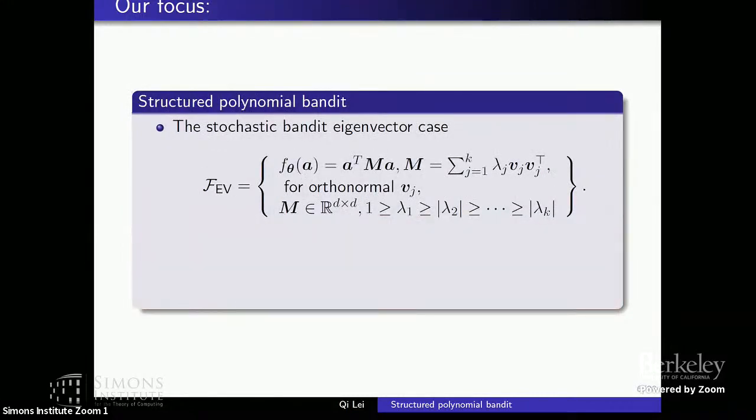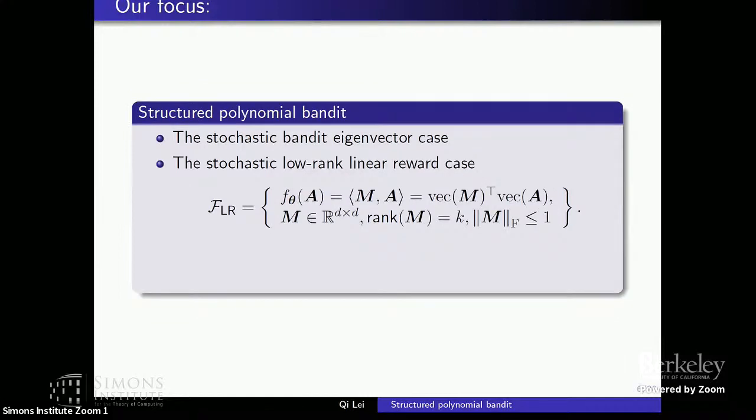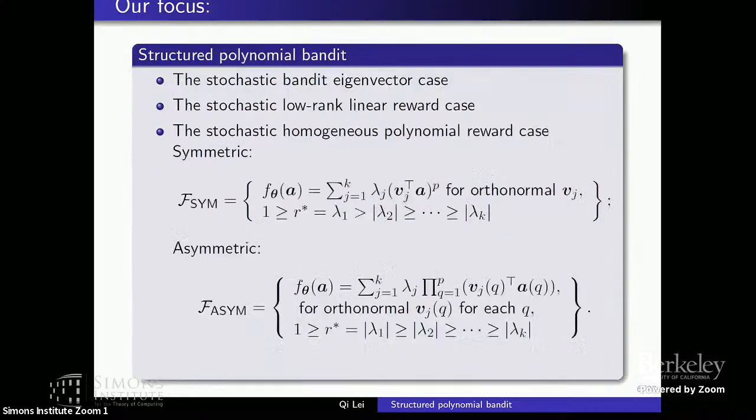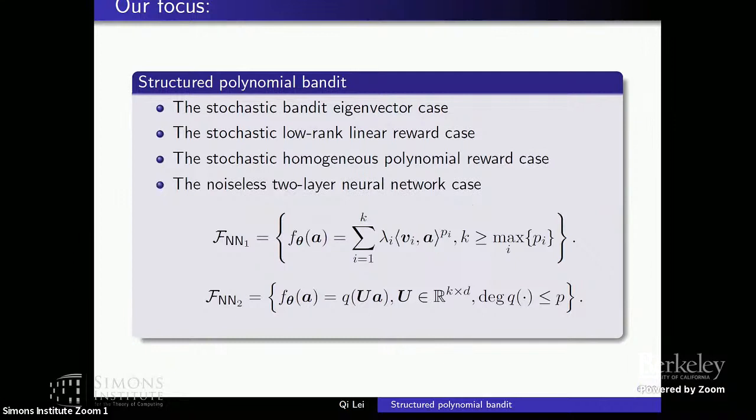We will focus on the following types of bandit problems, including the stochastic bandit eigenvector case, the stochastic low-rank linear reward. The formal definitions will appear later when I talk about each of them, so don't worry about them now. And stochastic homogeneous polynomial, which is higher order than quadratic. I look at both symmetric and asymmetric settings. And also noiseless two-layer neural network, but it will not be covered in today's talk since it has nothing to do with sampling.